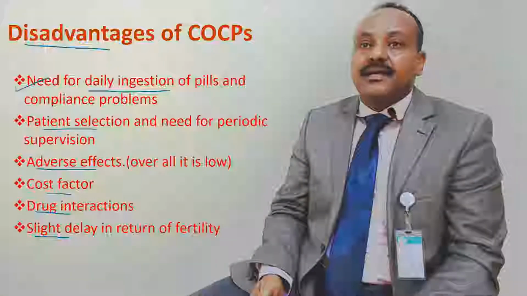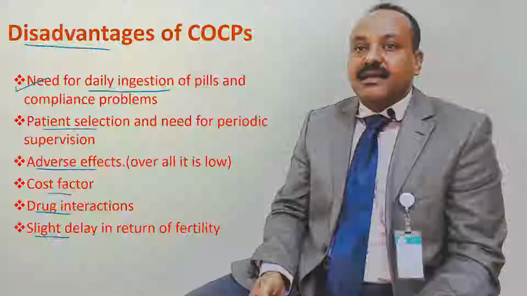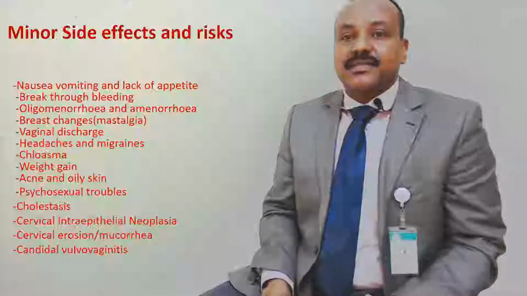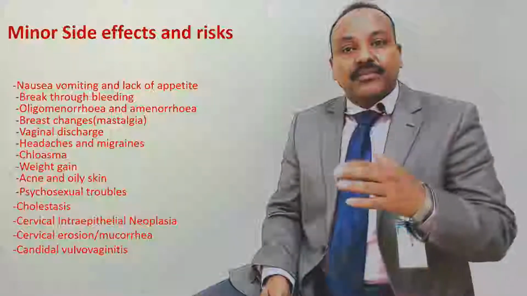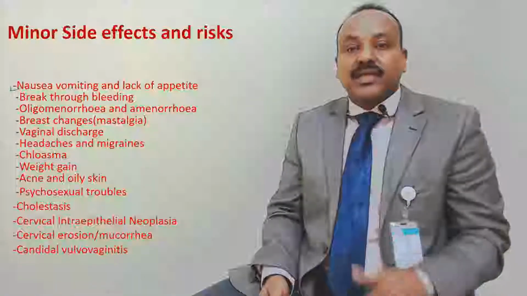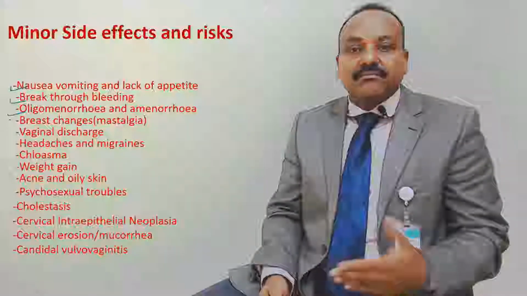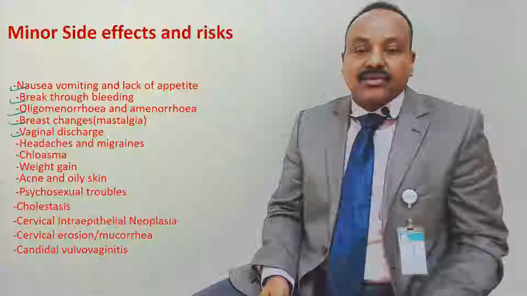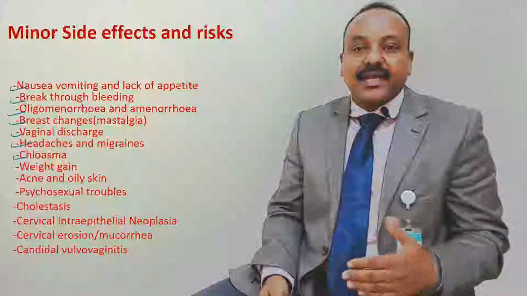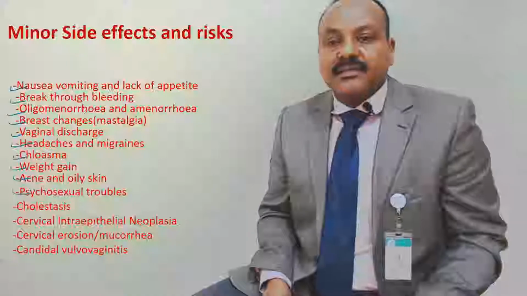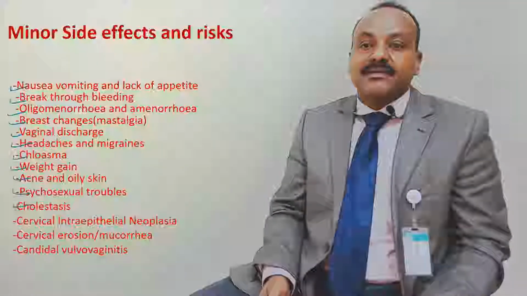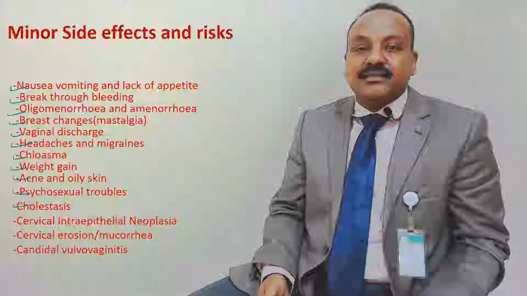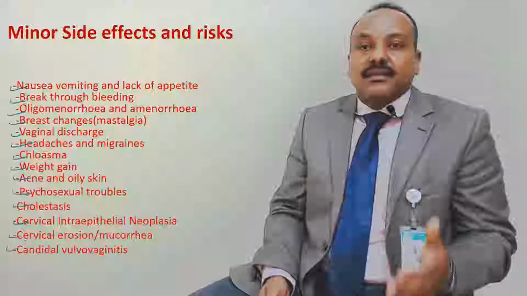Let us discuss some minor effects of the combined oral contraceptive pill. It can cause nausea, breakthrough bleeding, intermenstrual bleeding, oligomenorrhea, breast changes, vaginal discharge, headache, chloasma, weight gain, acne, and oily skin. These are minor side effects. Also cervical erosion, candidal vulvovaginitis, cholestasis, and psychosexual trouble.